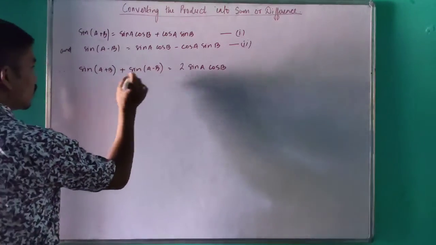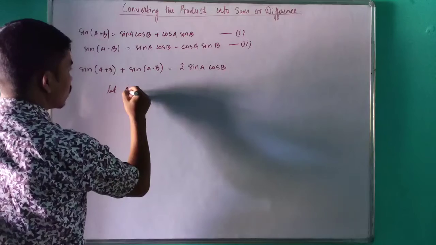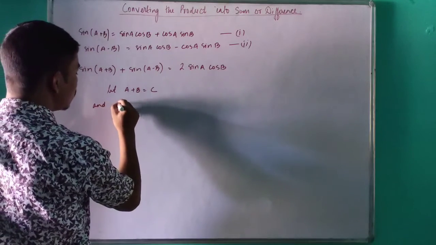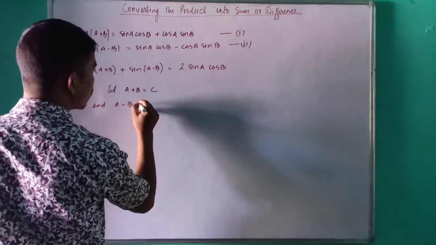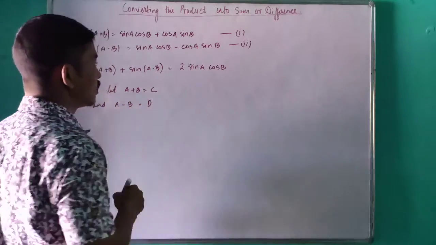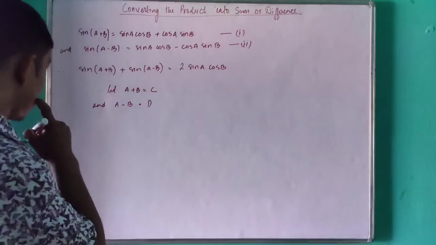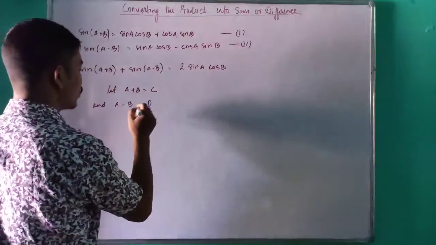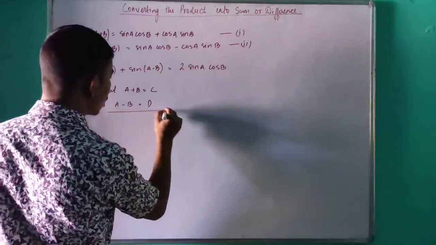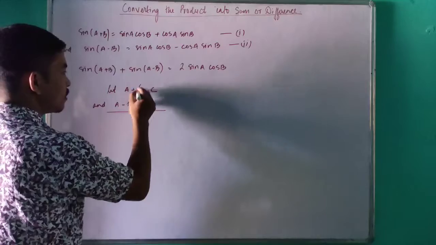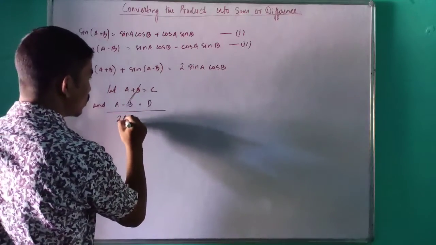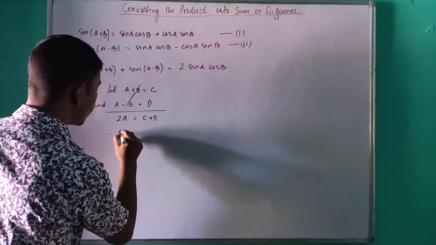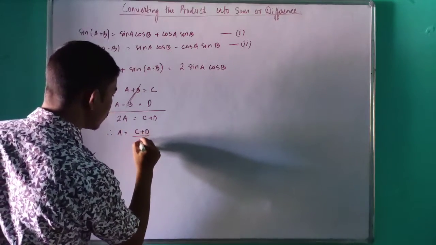Now what can I do? Again I make another assumption. Let a plus b equal c and a minus b equal d. Okay. So when I do this, what happens? Now from there I can also get the value of a and b. So if I solve these two equations, the b and b cancel out, and I get 2a equals c plus d. So a will be equal to c plus d divided by 2.